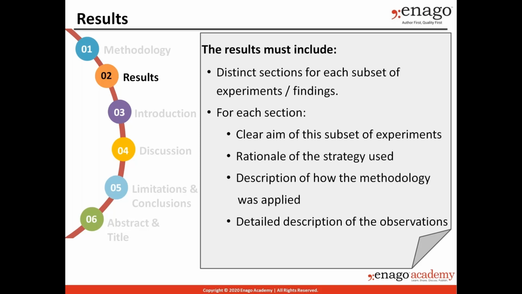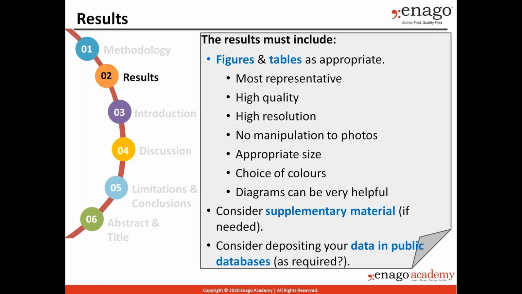Needless to say, it's critical to demonstrate that sufficient replicates, controls, etc. have been included in your study in order to be certain that what you're describing, what you have observed, is actually as true as one can determine with these experiments. The results must include figures and tables as appropriate, whichever one is most representative and easier to show what you have discovered, the data that you have obtained. So they need to be the most representative of your work, of course, high quality and high resolution, absolutely no manipulation of the photos that could skew the interpretation and the conclusions.